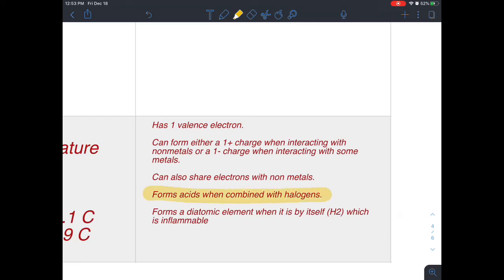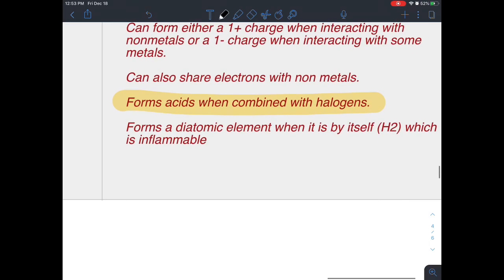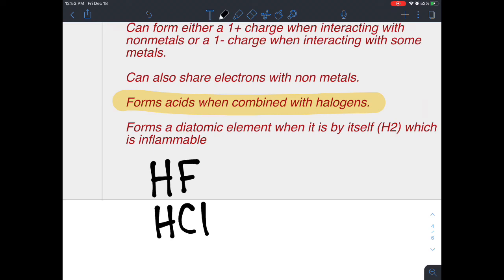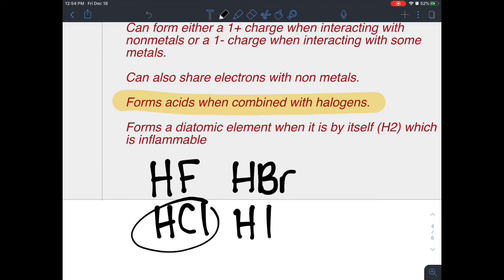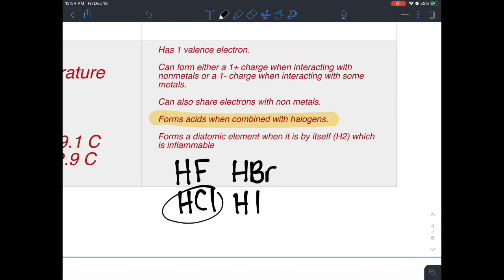A really important thing too is that it forms acids when combined with halogens. I know I said that earlier in this video. So if it combines with fluorine, it forms hydrofluoric acid. If it combines with chlorine, hydrochloric acid. HBr will be hydrobromic acid, HI, hydroiodic acid. And so those are some common acids. I would say hydrochloric acid is the most common one that we actually use in our class. And anytime that you have that hydrogen out in front of the molecule like that, you can classify it as an acid when it is in contact with these halogens.